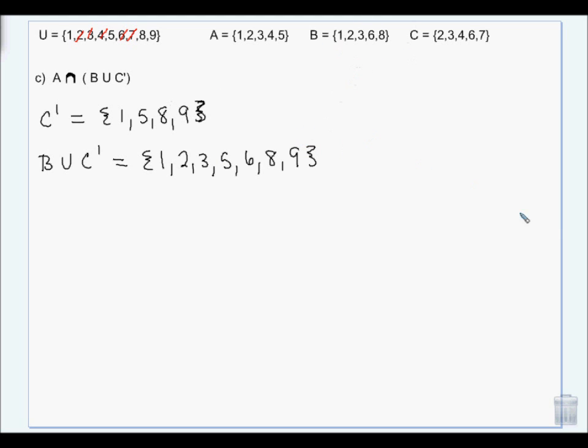So wait, when a set is prime, it's just whatever numbers aren't in the universal set? No, whatever numbers are left over in the universal set. Yeah, after you take those out. Whatever's left over. Okay. So that when you take C prime and you add C to it, you get U.